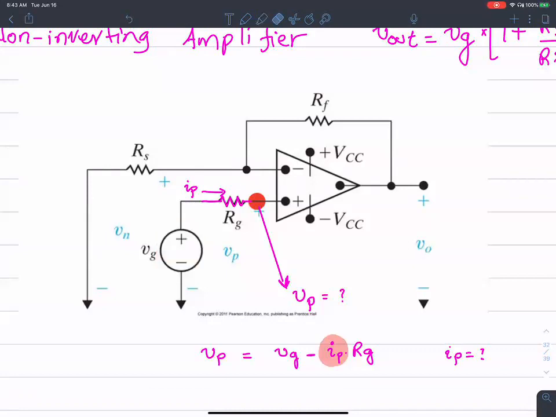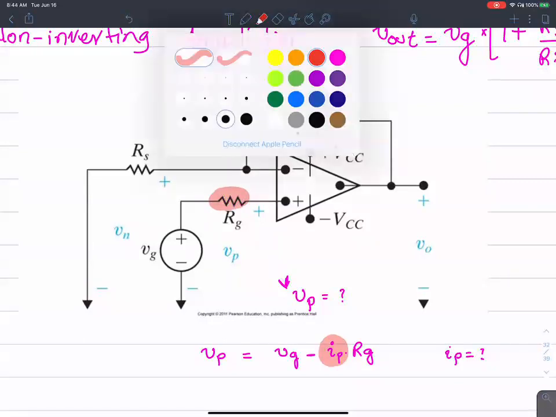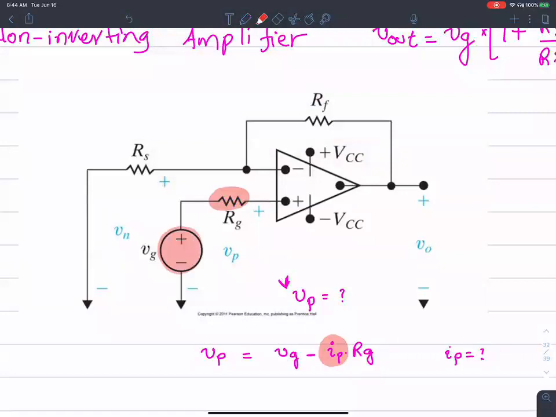Oh, excuse me, yeah. So that's correct, because the IP, the current going in here, is 0. The current going into the op-amp, remember, was 0. So the current flowing through this resistance would be 0. So there's no voltage drop across this resistance. So whatever voltage is applied here shows up over there. That's owing to the fact that this current IP is 0.